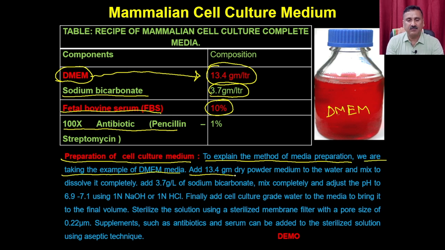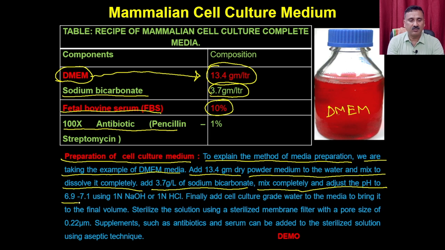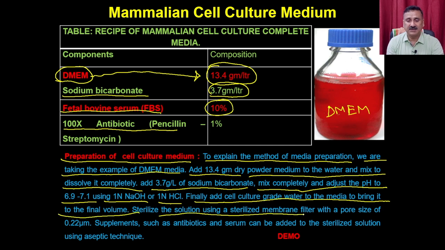Add 13.4 grams of dry powder media into the water and mix it to dissolve it completely. Then add 3.7 grams of sodium bicarbonate, mix completely and adjust the pH to 6.9 to 7.1 using 1 normal NaOH or 1 normal HCl. Finally, add the cell culture grade water to the media to bring it to the final volume. Sterilize the media using a sterilized filter with a pore size of 0.22 micron.